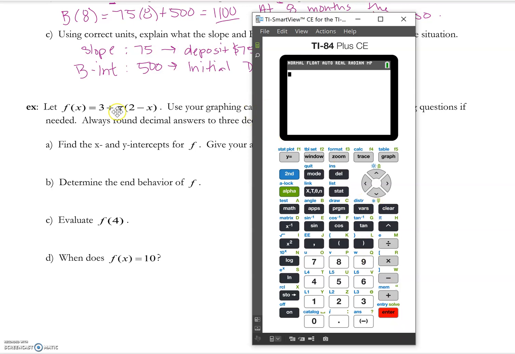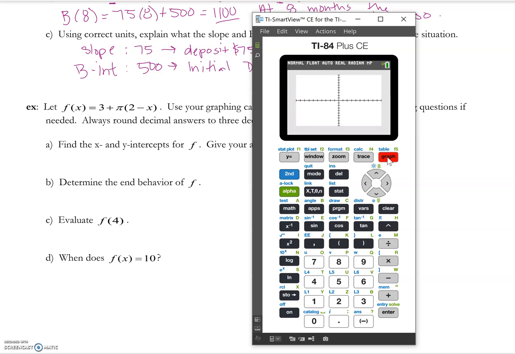So now I'm going to graph this function by going to y equals, and I'll type it in exactly as I see it. I'll type in 3 plus. The pi button is this blue button right here above this little caret symbol. To get anything that's in blue, we hit our second option and then the button that it's above. So now I see pi. And then parentheses, 2 minus x, close my parentheses.